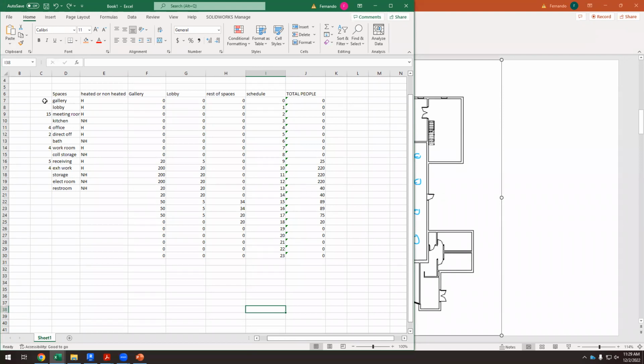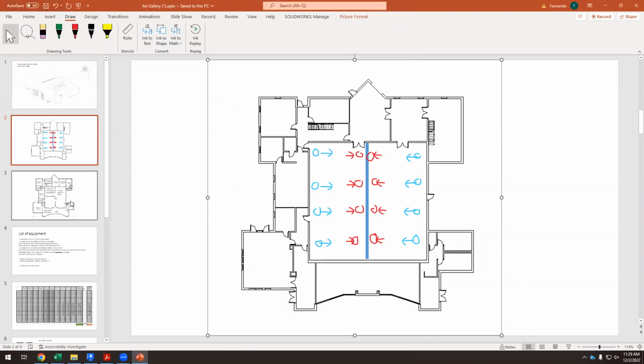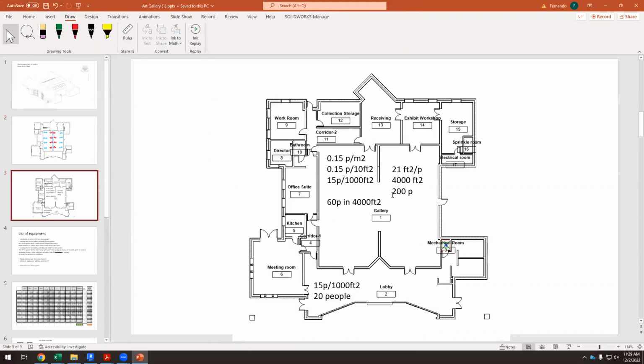So in the art gallery, what did we say? I think here. Oh, so yeah, it's 200 people in this space. So 200 people times 20, it's 2,000 CFM.